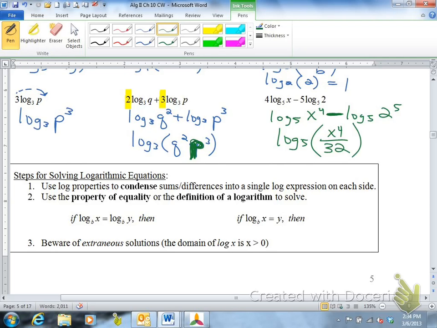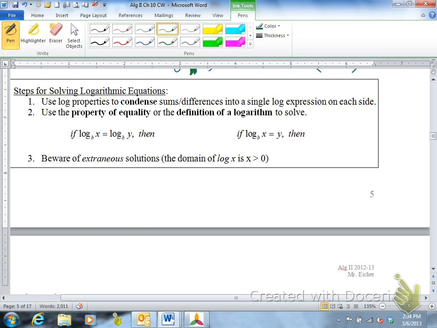So that's condensing. The next part of the notes, we're going to use this idea of condensing logs to solve equations. And that's what you'll do a lot more than just the types of problems I've shown you so far. So steps for solving equations with logs. First, you condense. Condense means you have 2 or more logs and you want to condense it to be 1 log. That's the first thing you have to do.